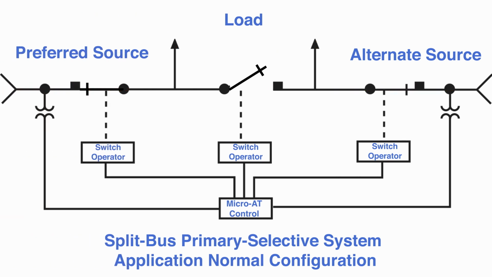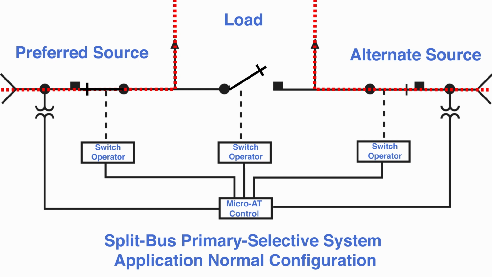In a basic split bus system, the switchgear bus is divided into sections by a bus tie switch. The switchgear normally operates with the two source interrupter switches closed and the bus tie interrupter switch open, so each bus section receives power from its associated separate source. Each source, in effect, is the preferred source for its section of the bus and the alternate source for the other section of the bus.